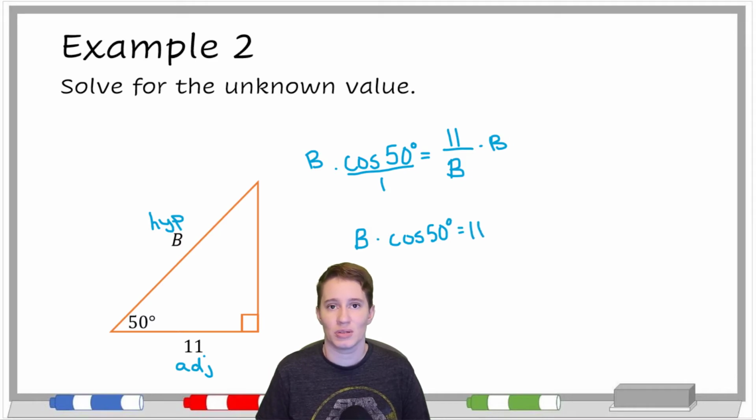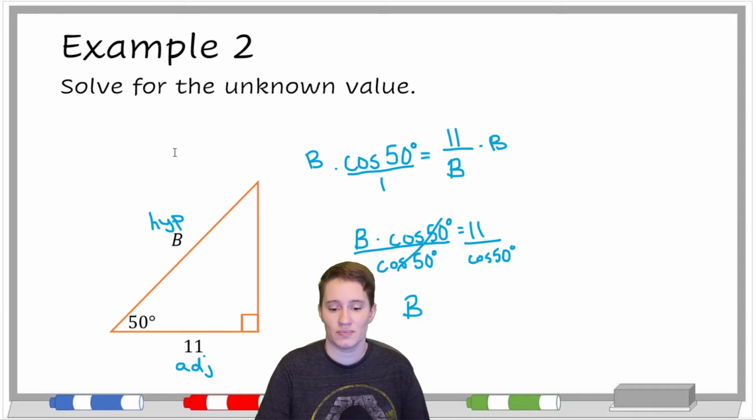Now you may be thinking, well, b is still not by itself, so I don't see how that helped us. It helped us because now we can just divide this cosine 50 degrees over to the other side. Now that might seem tricky. Remember that cosine of 50 degrees is a number. We haven't found it yet, but we could. So just like if this was b times 2, we'd divide by the 2. Since it's b times cosine 50, I'm going to divide by cosine of 50. And that means that on my calculator, I'm going to do 11 divided by cosine 50, and that'll be my answer.